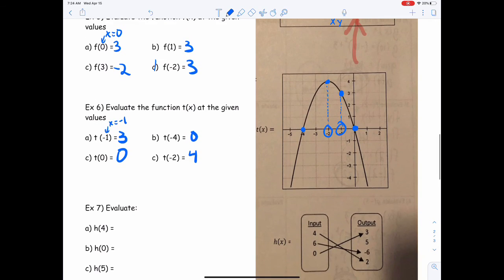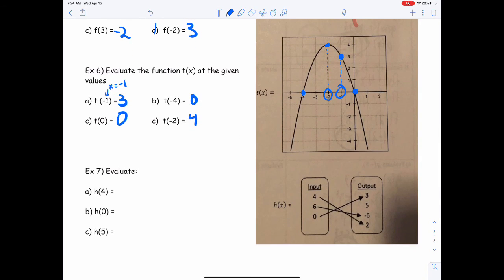All right. And then the last part here is, again, functions can be represented by equations, graphs, tables, these mapping diagrams we have in example 7. So in example 7, h of 4, well, that's our x, and inputs are x. So if you follow it along the path from 4, you'll get 2. Our y is 2. H of 0, you'll get 3. And then h of 5 actually isn't there, so we say it's not computable.